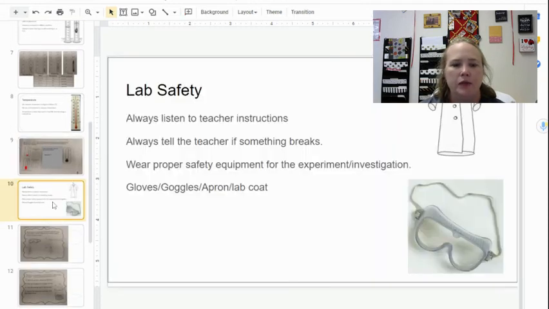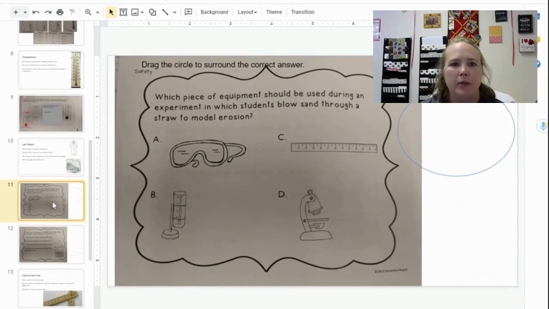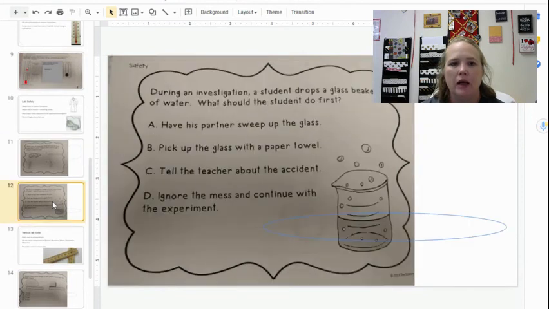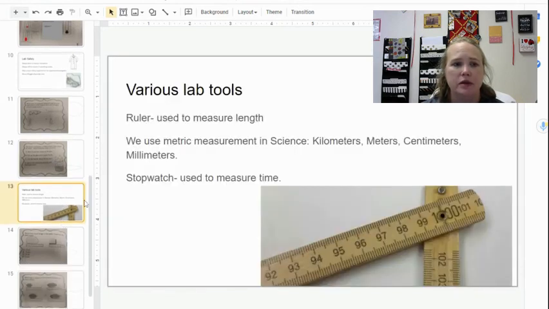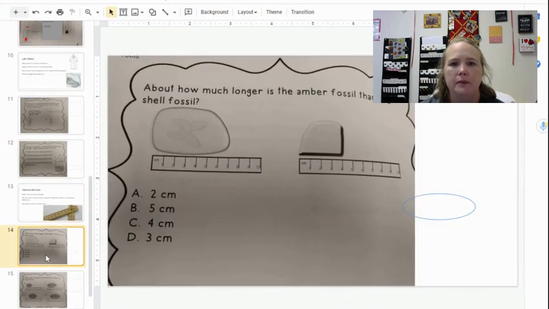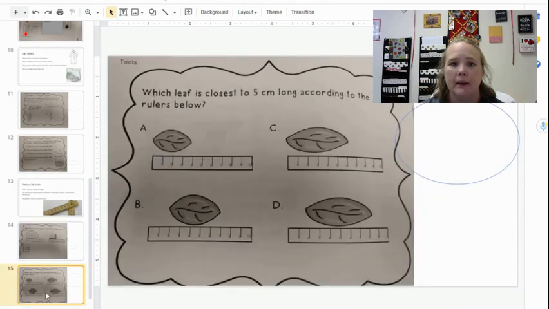And then you're going to read about lab safety, and you have a couple of questions, okay? You're going to have to kind of think about this. You know, what would you need for that? This one, you need to read carefully and think about what you would do. And then down here, we have various lab tools, okay? You're going to have to use some subtraction for this, okay? Some of these things are multi-step questions, okay?